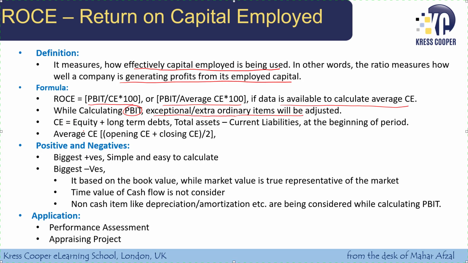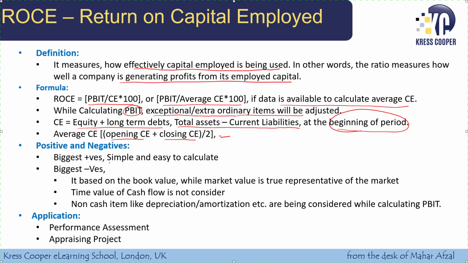Capital employed is equal to equity plus long-term debts. In other words, we can say total assets less current liabilities at the beginning of the period. This is very important. So average capital employed is equal to opening capital employed plus closing capital employed, divided by 2.